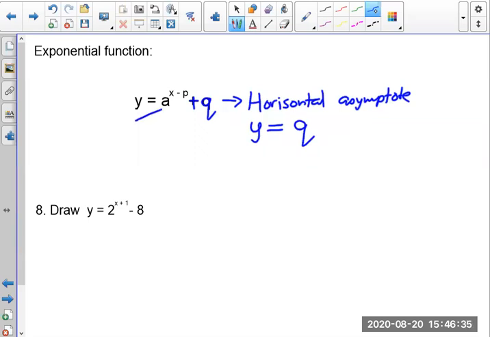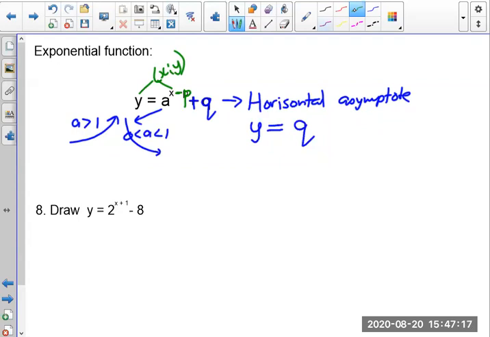The a is still the shape. Uphill if a is bigger than 1 and decreasing when a is between 1 and 0. x and y are still the coordinates of any point on the graph. But now what do you see here? There you see a minus p. That means the graph shifted to the left or to the right.